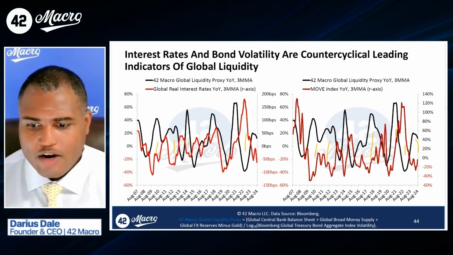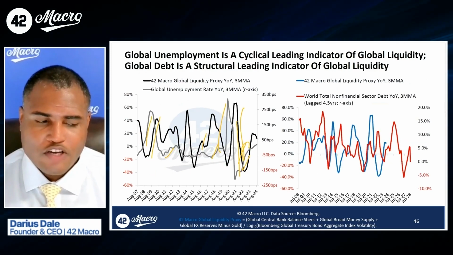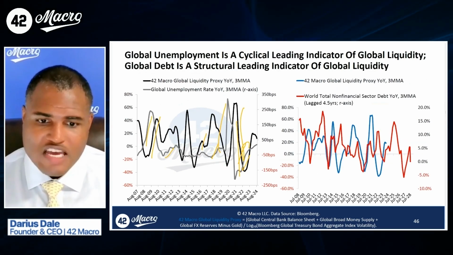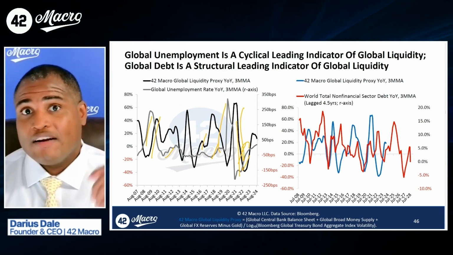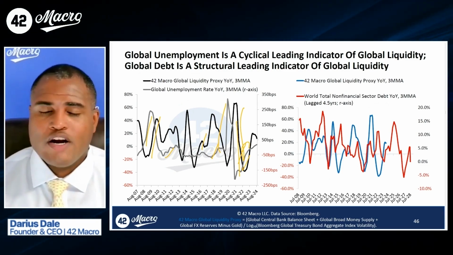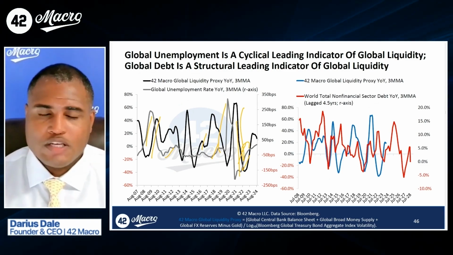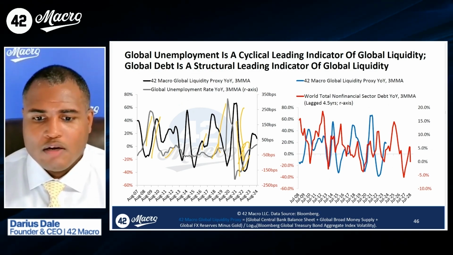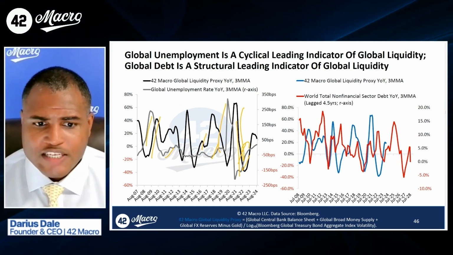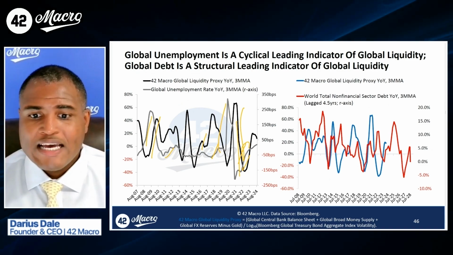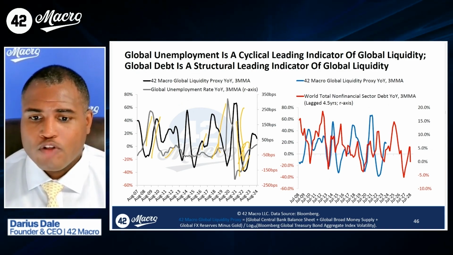Finally, the chart on the right here on slide 46. Each of those features that we just highlighted are medium-term predictors, or leading indicators, of global liquidity. They help you identify the likely path of liquidity over the next 3 to 6 months, based on the combined change across all those variables. The chart on the right shows that global debt is a structural leading indicator of global liquidity.